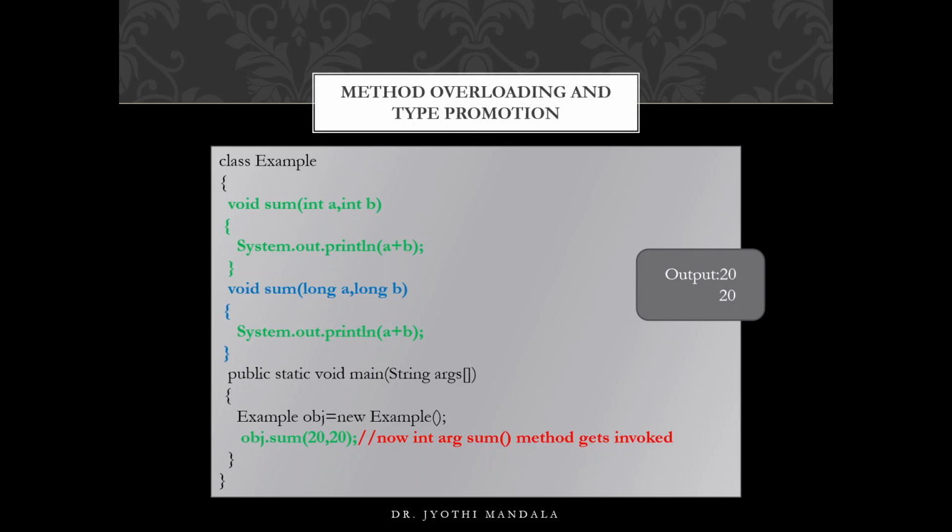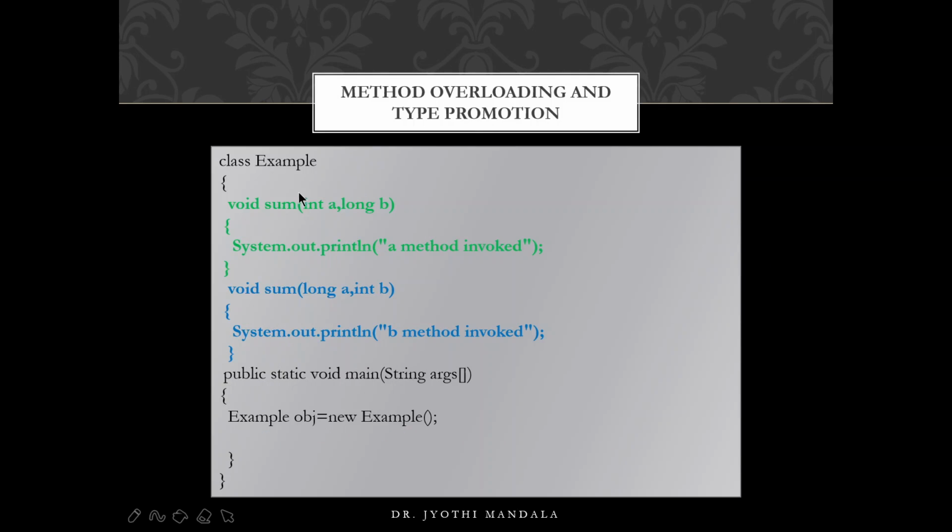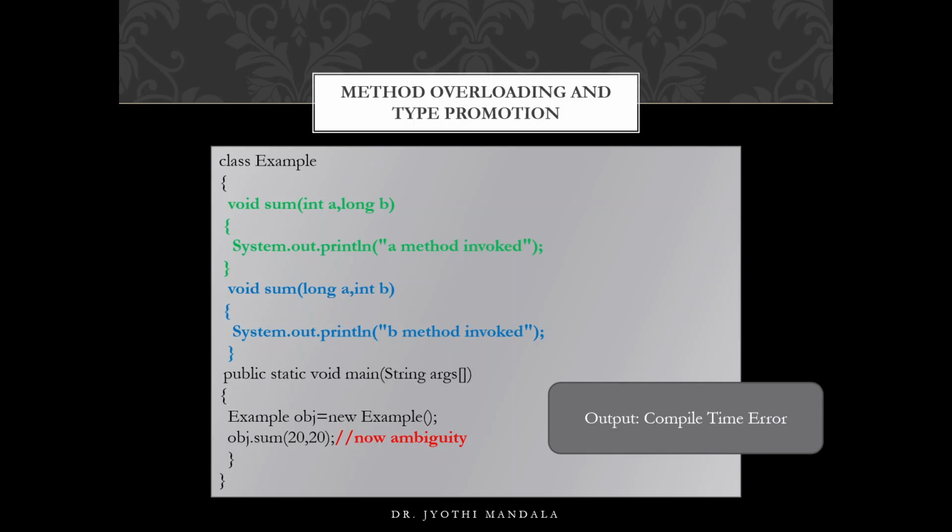I'll show you one more example. See this example, one with integer, one with long. This is one method, and this is the same method, but the first parameter is long and the second parameter is integer. Observe here. Now whenever you call the sum method with both integer values, there is an ambiguity for the compiler about which method to call. If the compiler calls this method, the second number should be promoted to long, or else if it calls the other method, the first parameter has to be converted to long. So there is an ambiguity here, and the compiler will throw a compile time error.